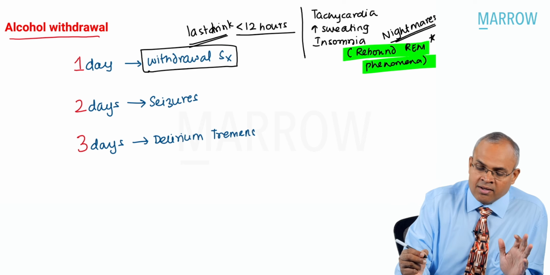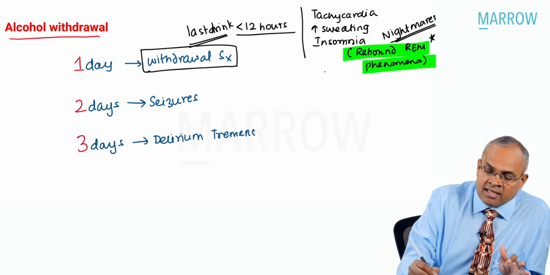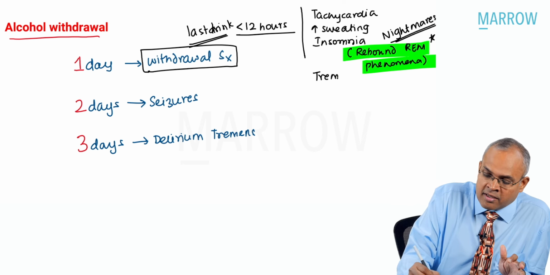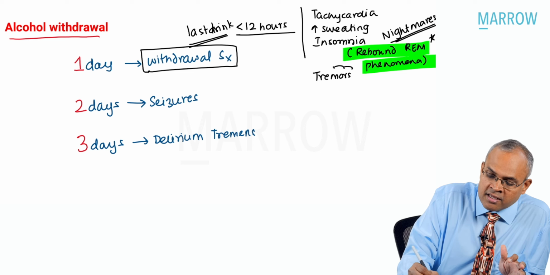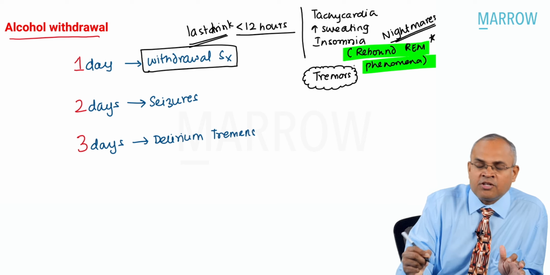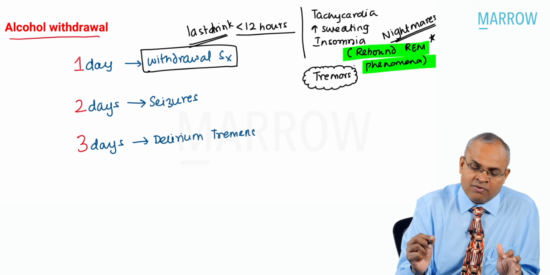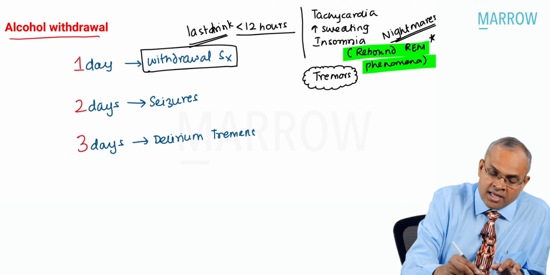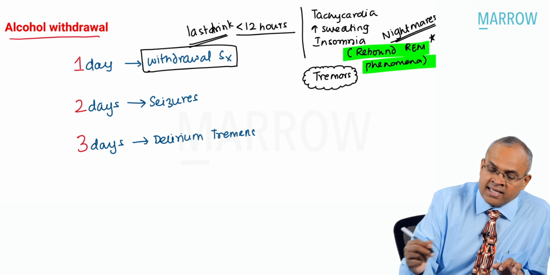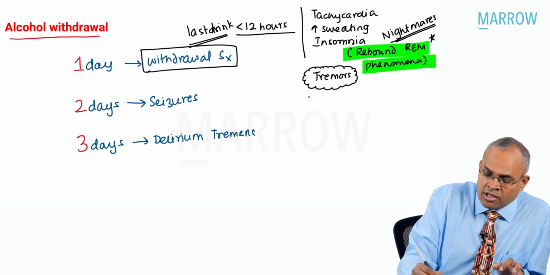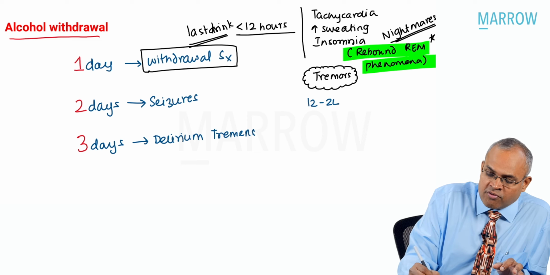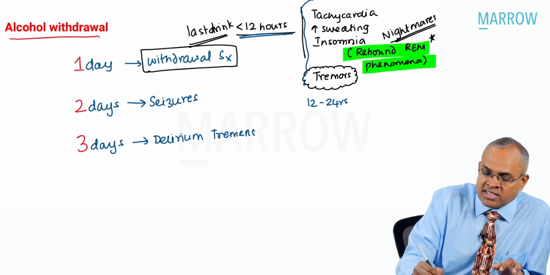Getting it? What else can happen? Tremors can happen. And again, you need to remember tremors is a very, very important feature you should pick up in alcohol withdrawal. Within the first 12 hours, you see all of these things.